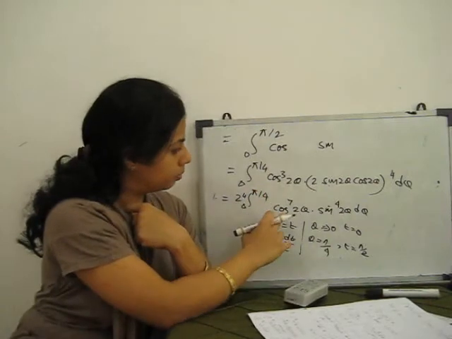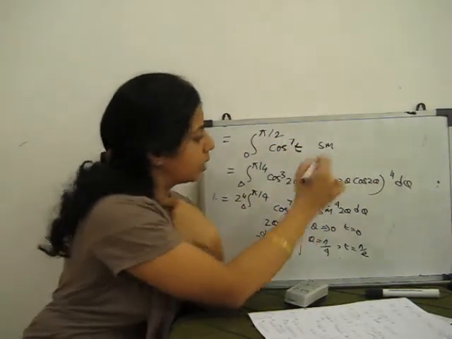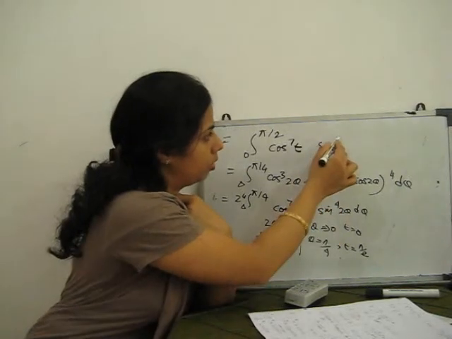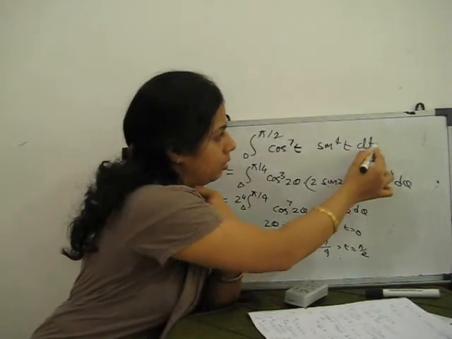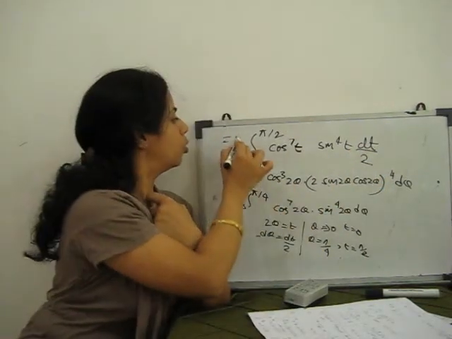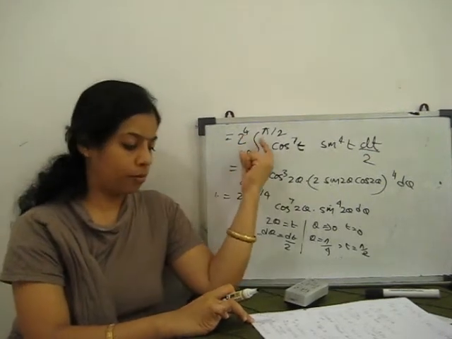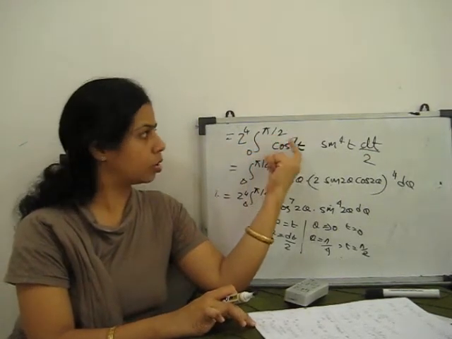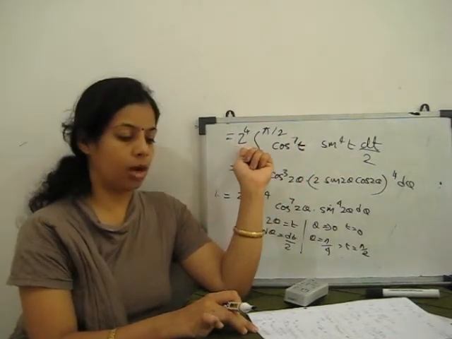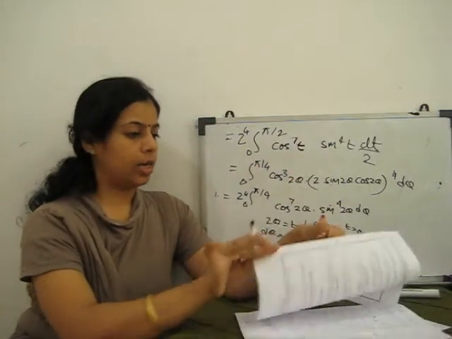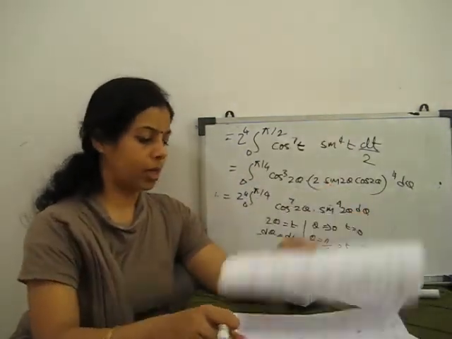Our integral becomes cos of 7t sine of 4t dt by 2, and 2 to the power 4 outside. So our integral becomes 2 to the power 4 times the integral from 0 to pi by 2 of sine of 4t cos of 7t dt, and this 2 comes outside. Clear? So what does it give as the result?